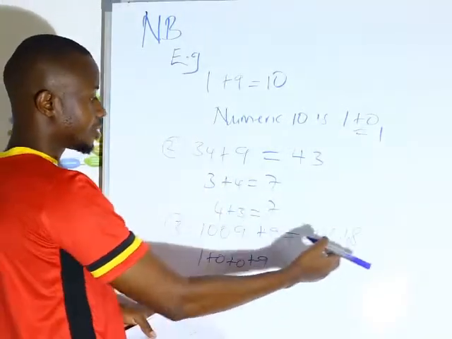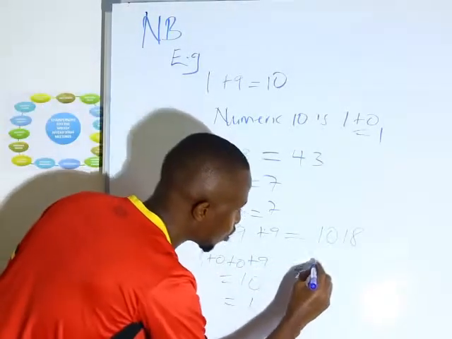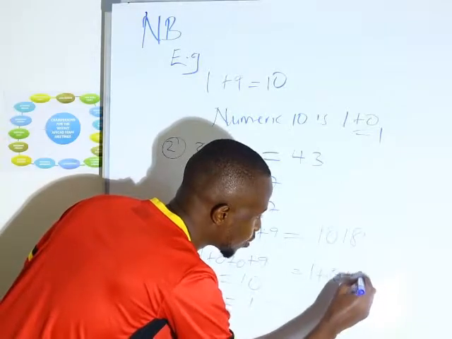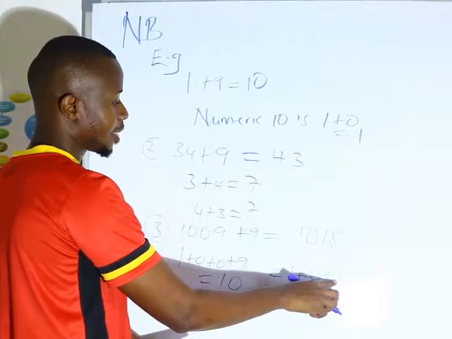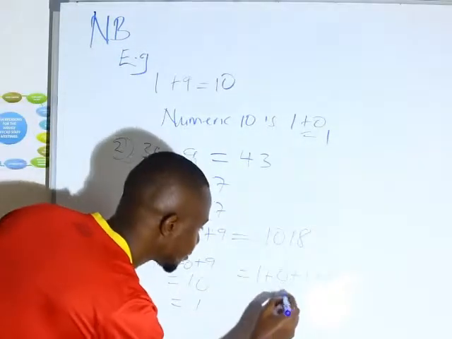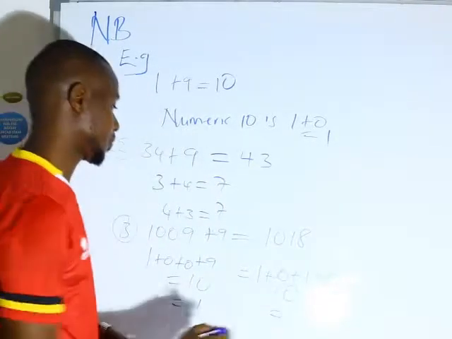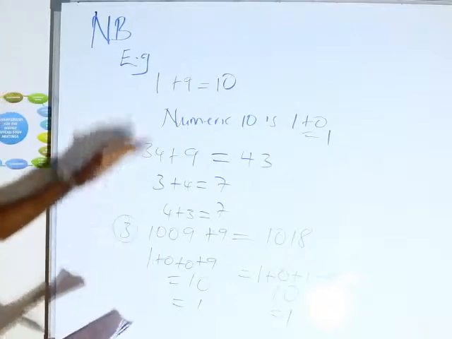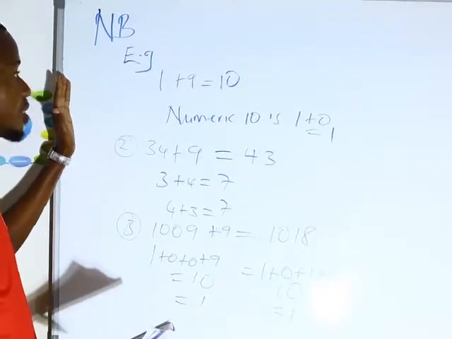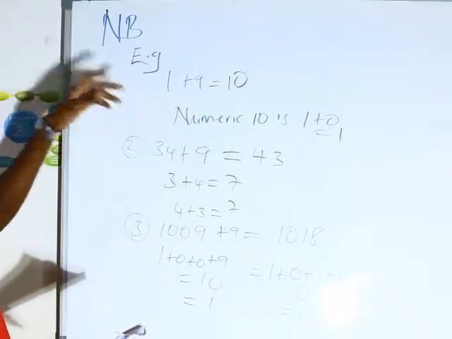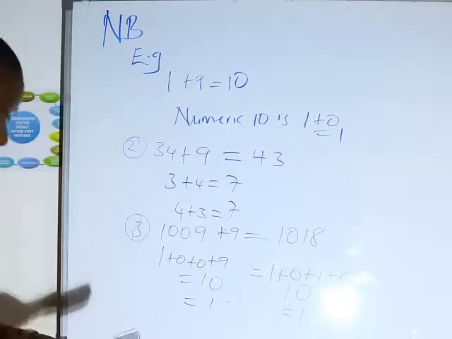Then let us find the numeric sum of the number which was got after adding 9. So 1 plus 0 plus 1 plus 8. So 1 plus 1 equals 2 plus 8, which equals 10. So 1 plus 0 equals 1. Have you seen? This works in every number in the counting system. Any number you choose and you add it onto 9, its numeric sum is equivalent to the original number added onto 9.